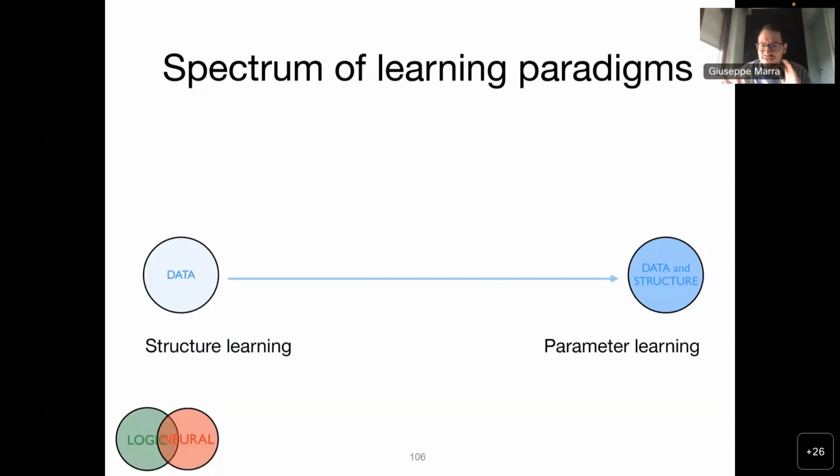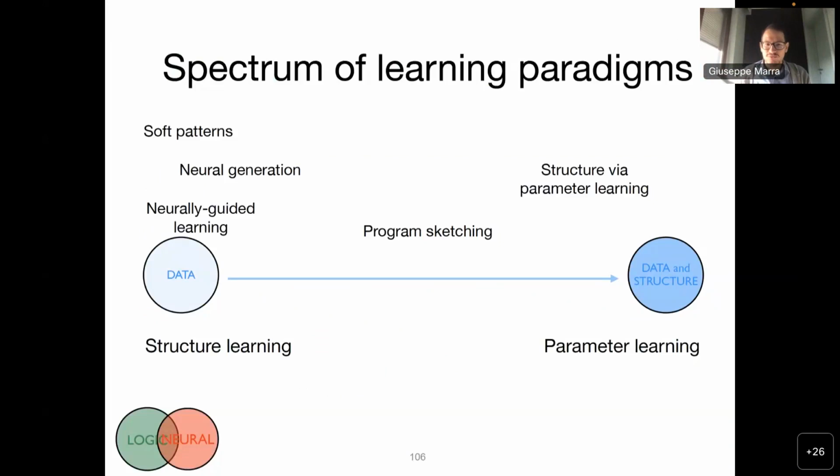And we have, for example, different paradigms of learning: some that use just data, some that use mostly data but also a bit of indication of the structure. And then we have instead methods that do structure learning just using parameter learning, so we just use parameter learning as the learning paradigm. The first approach is DeepCoder.